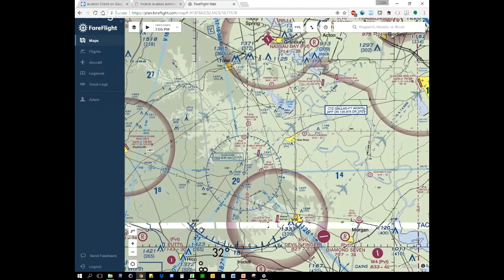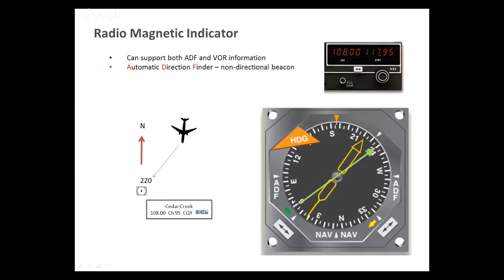And so my point is VORs are a dying navigational aid. Probably 15, 20 years from now, we won't even have VOR receivers in the cockpit. ADF, which stands for Automatic Direction Finder, is even more antiquated than a VOR, and they are almost extinct. There might be a few of these left out there, but I'm going to kind of breeze through this because I don't even think you're required to know this anymore as a private pilot, but they still exist, so you should know about them.